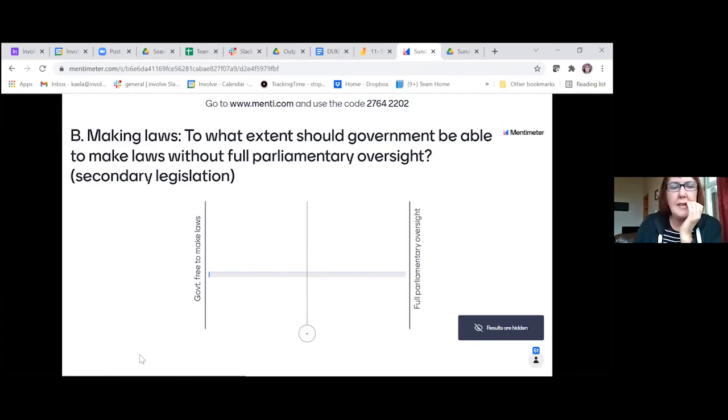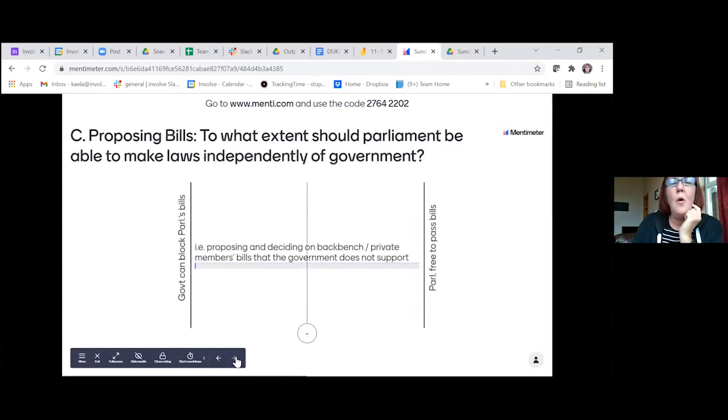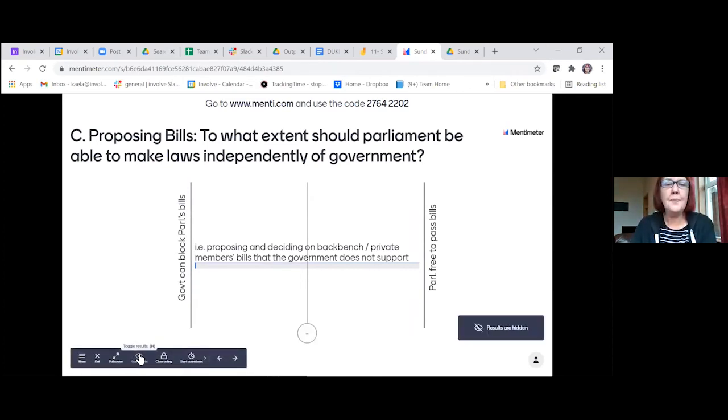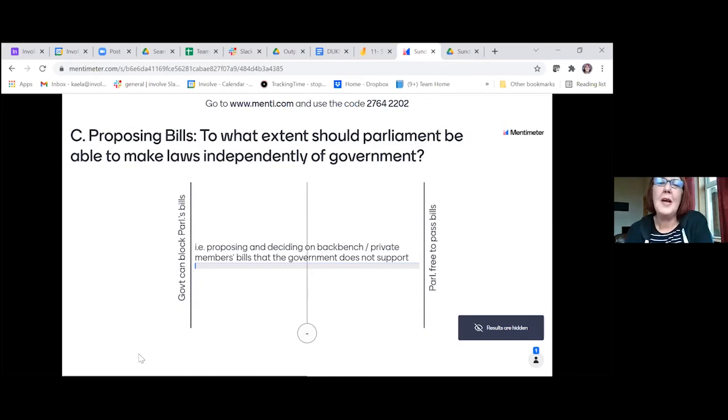I'm going to move us to the next question. So this one's the one about proposing bills. To what extent should Parliament be able to make laws independently of government? So again, at the 1 end of the scale, government can block Parliament's bills. And at the 7 end of the scale, Parliament is free to pass bills.